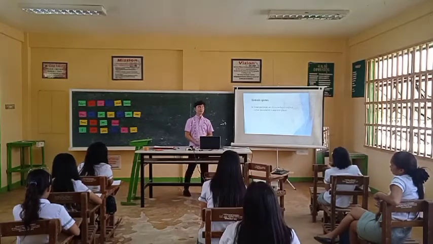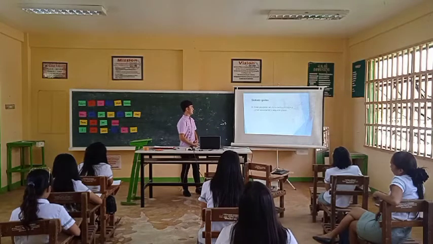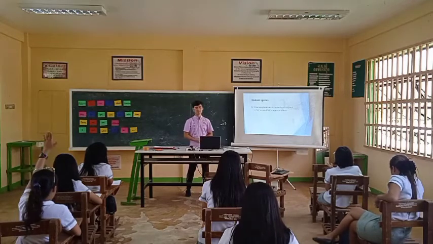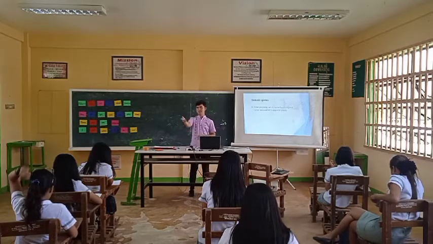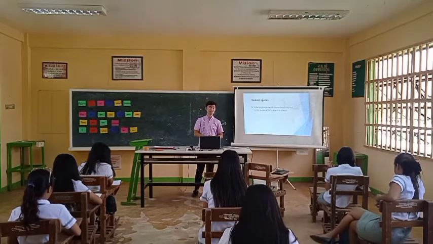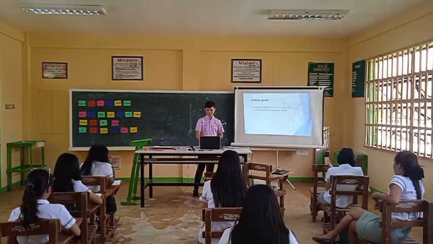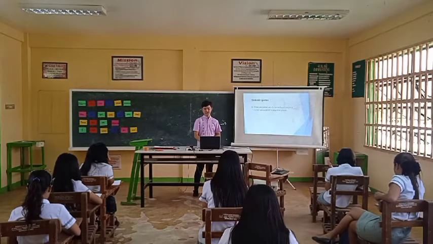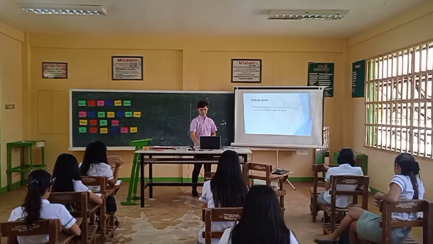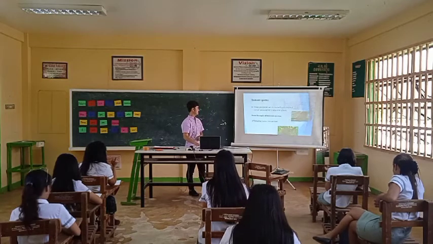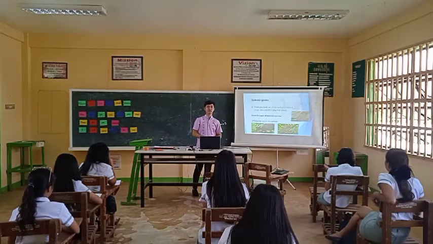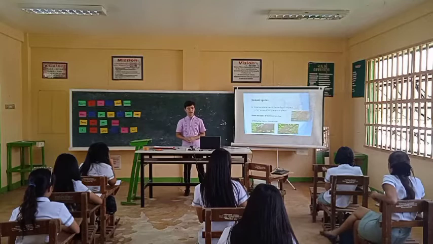So when we say endemic species, these are species which can be found only in a certain area and not any other places. So can you name some endemic species we have that exist in the Philippines? Tamarau, tarsier, and mouse deer. Yes, very good. So where can we find them? Tamarau in Mindoro, tarsier in Bohol, and mouse deer or Tolando in Palawan. Very good. So tarsier in Bohol, tamarau in Mindoro, and mouse deer in Palawan.